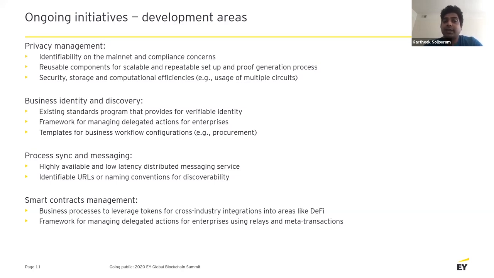Business identity and discovery is a key area of concern in terms of identity management and how enterprises would deal with business identities and discoverability on the mainnet. There are existing standards programs like decentralized identity management, like the one in Element and so on, which essentially provide for verifiable identity. So some of the ongoing work is to establish a framework for the organization registries to manage delegated actions for enterprises. This further brings about how an organization registry or any form of organization conduit could be extended for not just decentralized identity management for discoverability, but also managing of permission systems and access control systems under zero knowledge.